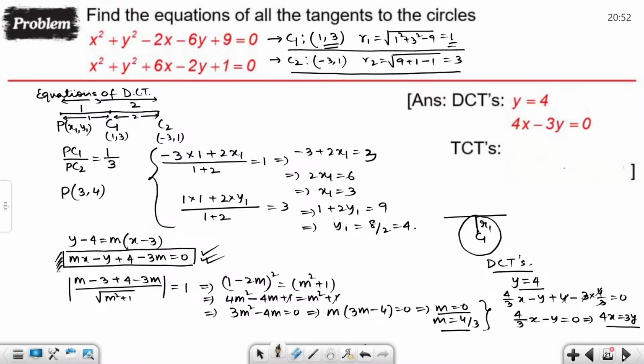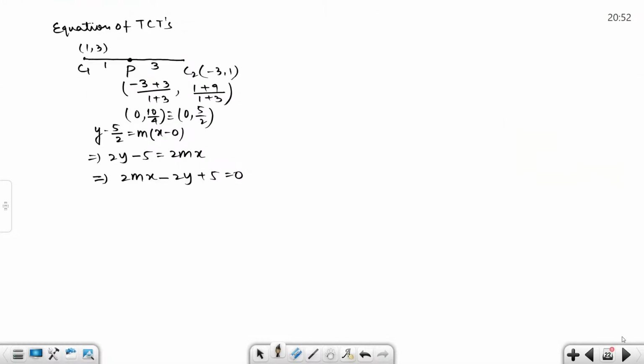So from the center (-3, 1), I am going to drop a perpendicular on the tangent whose length will be equal to 3. So what is the perpendicular distance from the point (-3, 1) on this tangent? It will be |-6m minus 2 plus 5| divided by root over of (2m) square plus 2 square, right? With a mod sign, which is equal to 3. Am I correct? Because that is the radius of the second circle.